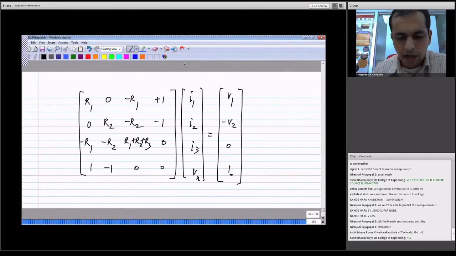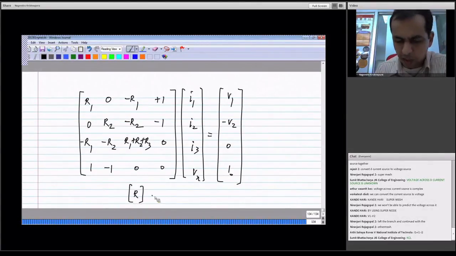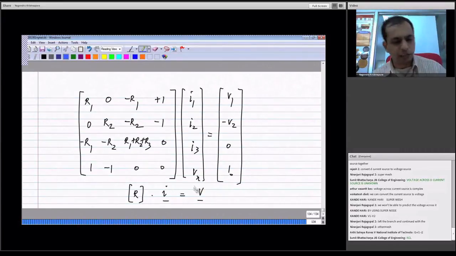Okay. And this matrix, which I will continue to call the resistance matrix, has resistances as well as some dimensionless quantities. Okay. So the setup is still in terms of resistance times the variable current vector equals the source vector. But this variable vector also consists of this auxiliary variable, which is the voltage across the current source. And similarly, the right-hand side vector consists of independent sources, which consists of voltage sources as well as current sources. Okay.